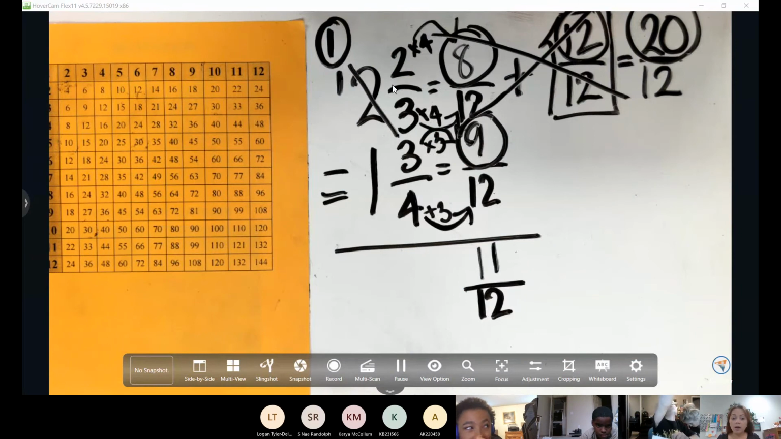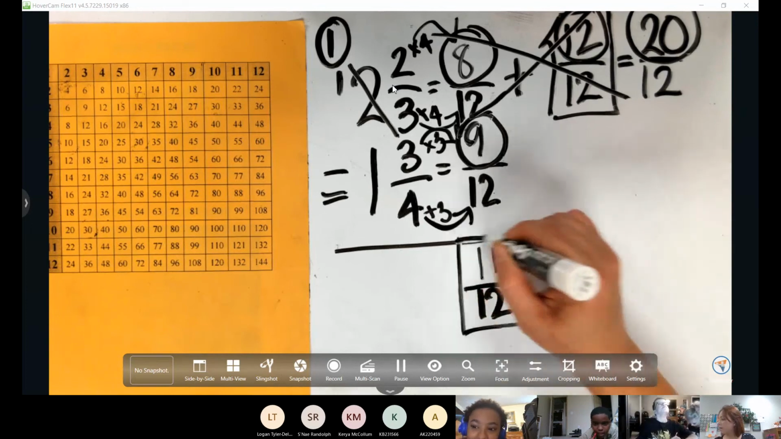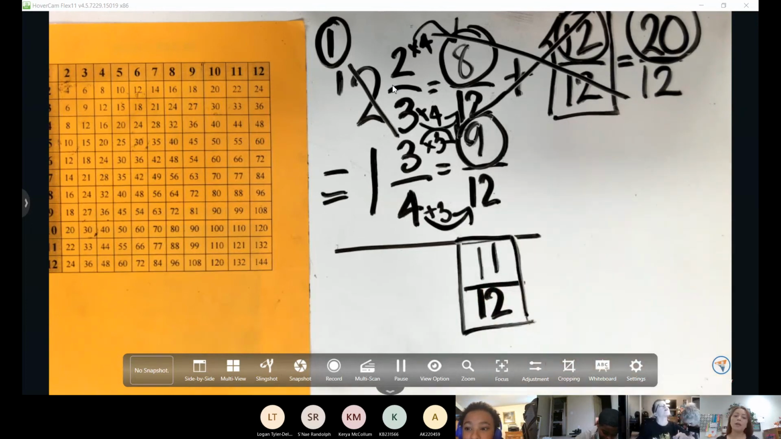So that tells you that 12 is not divisible by 11. So these two numbers have nothing in common with each other. You cannot find a common factor, so it is already reduced. All right? Okay, any questions? Any questions?